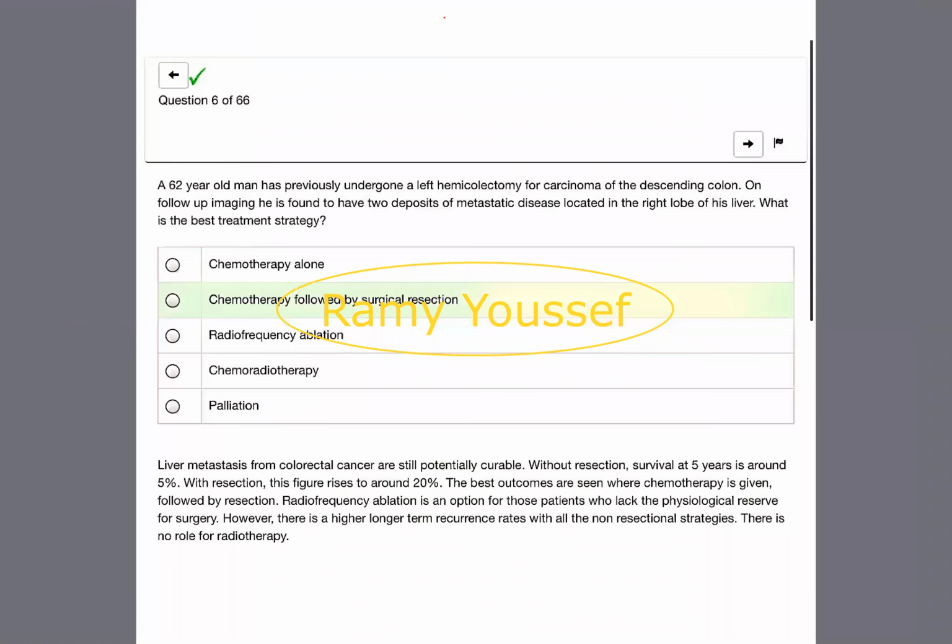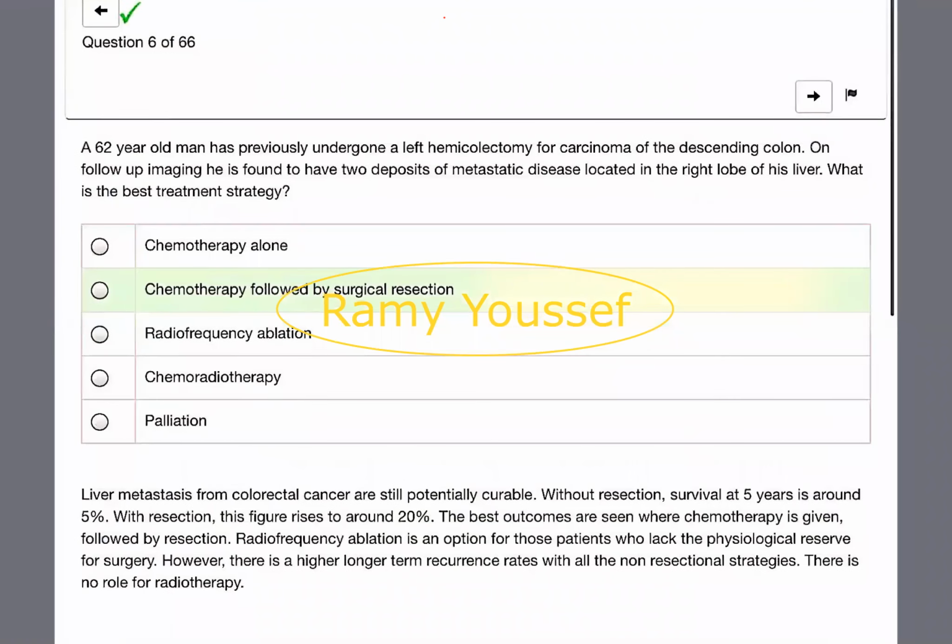Here, in colon cancer metastasis: if the metastasis is only in the liver and it is reachable, say 2 or 3 metastases, you can go for radiotherapy followed by resection of these mets, because it gives a higher survival rate than leaving these mets.